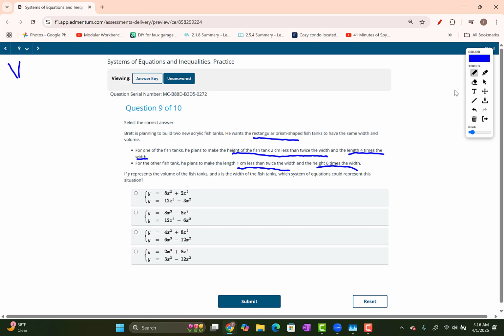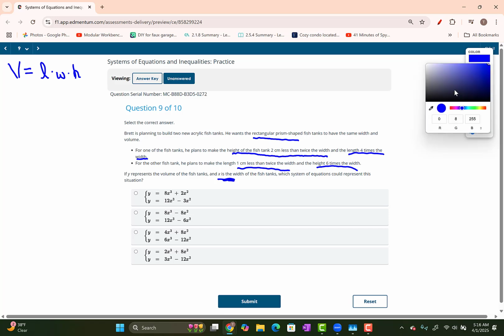So first off, for a rectangular prism, the formula is volume equals length times width times height. Now I know they say to use x as the width. I'm just going to use w because I'll get confused with what variable is what. It's obvious they want us to write all of these answers in terms of the width, because we see that word width show up over and over again.